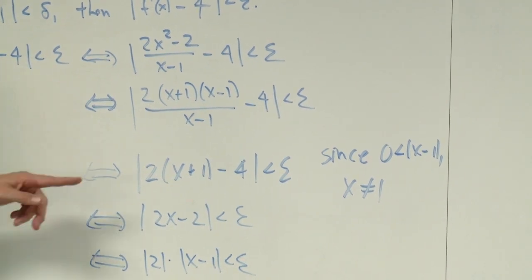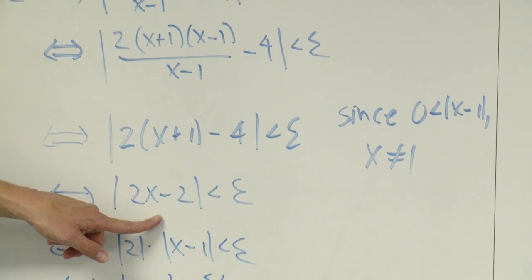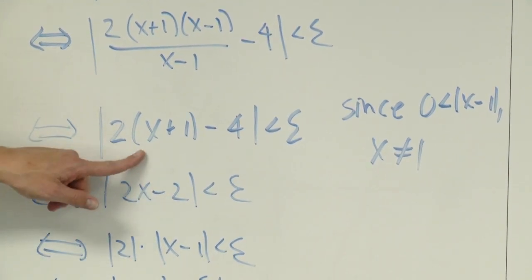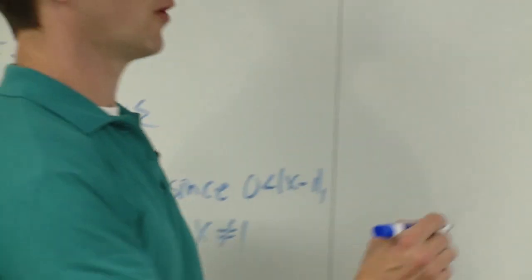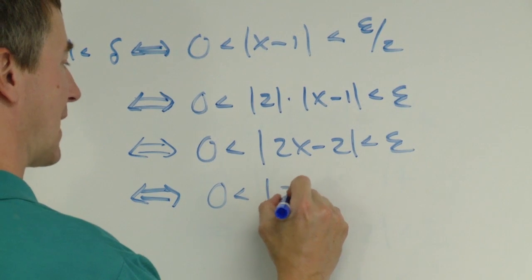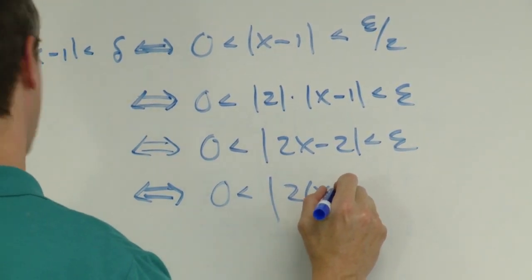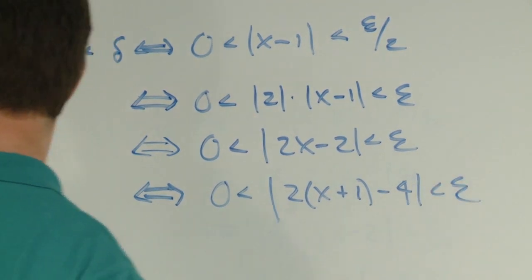And now is our second chance to really look smart to the person reading the proof, because we're going to take this seemingly simple 2x minus 2 and rewrite it in a more complicated way, 2 times quantity x plus 1 minus 4. And these statements are all exactly the same. All I'm doing is rearranging the terms in a way that is useful for us according to the scratch work.